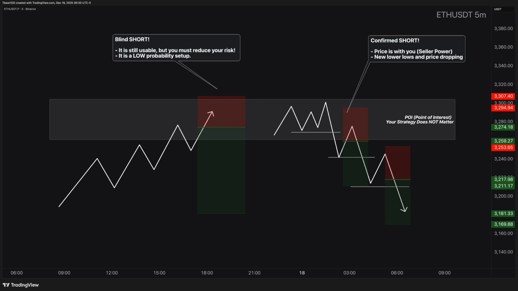In this case, we can call it a confirmed short instead of a blind short. You can absolutely use both trade ideas in your trading plan if you want, but you cannot assume these are the same type of trades. One of them clearly has a lower probability, and the other one has a much higher probability of success.